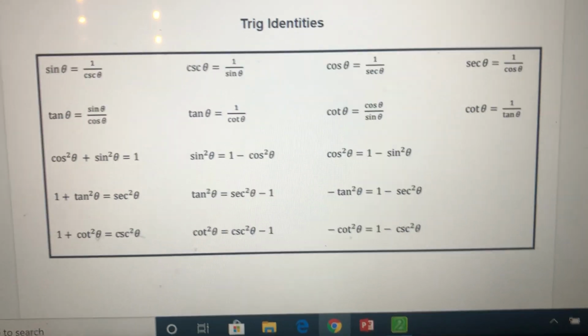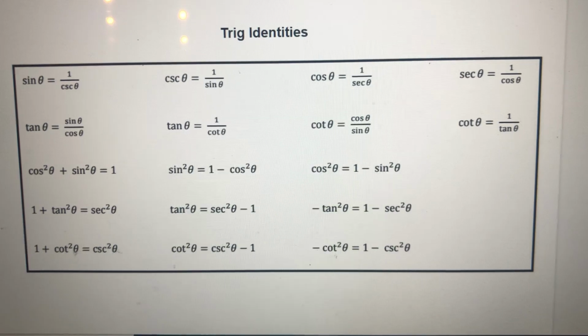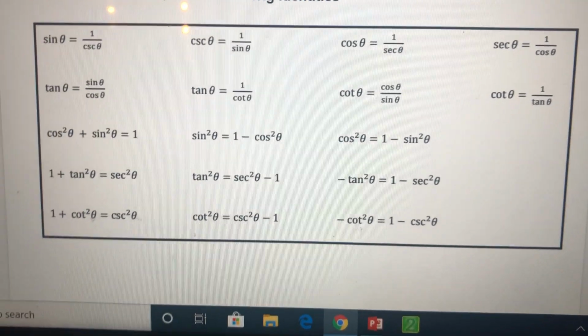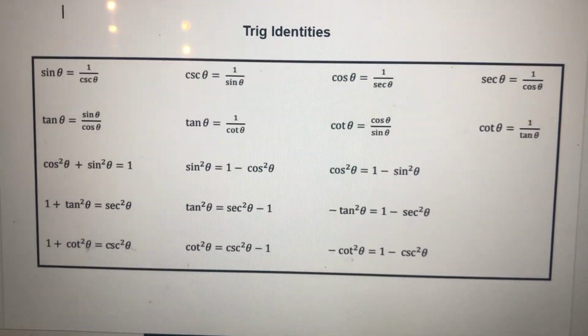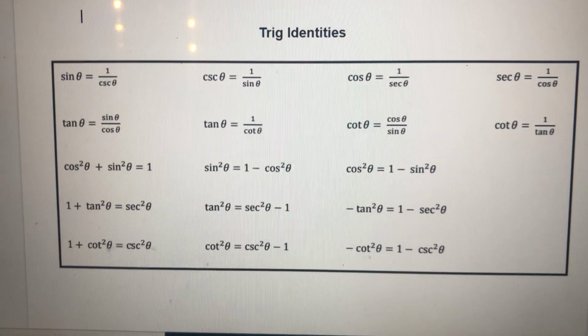Hi guys, so today we're going to be working with trig identities, okay? We're going to be using these identities to simplify some trig functions here. I'm going to go over them and then I'm going to show you some examples.